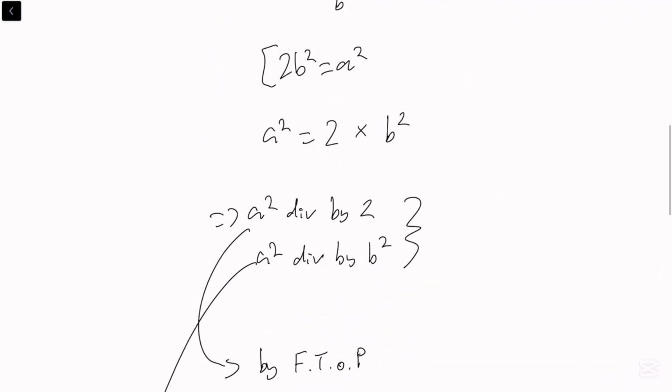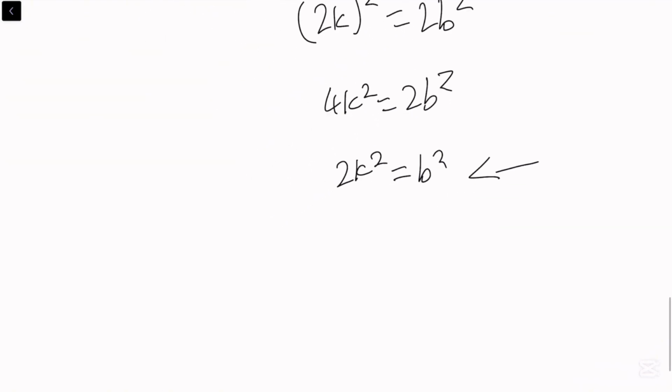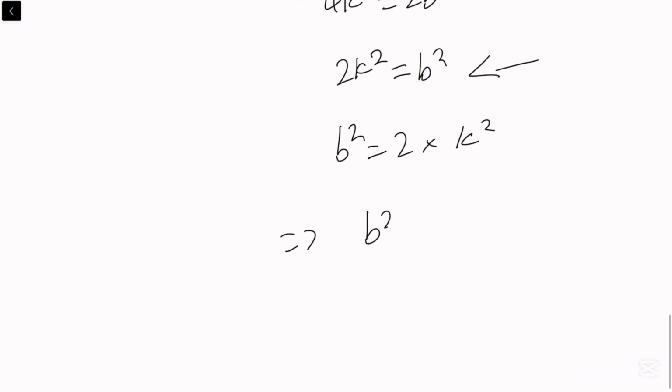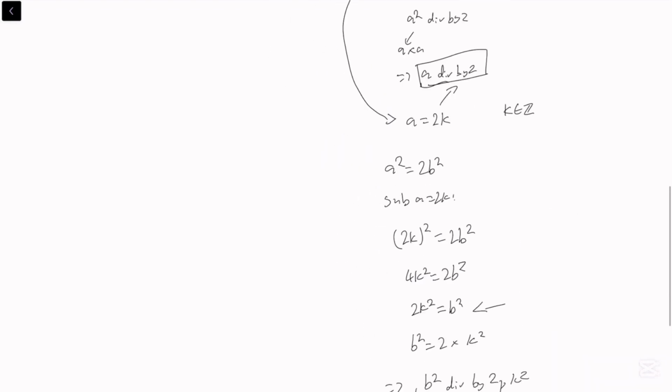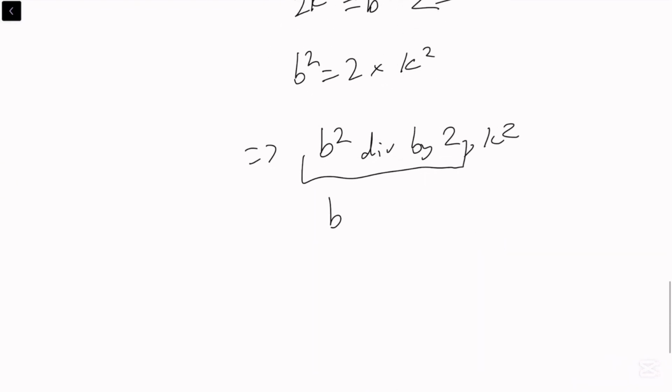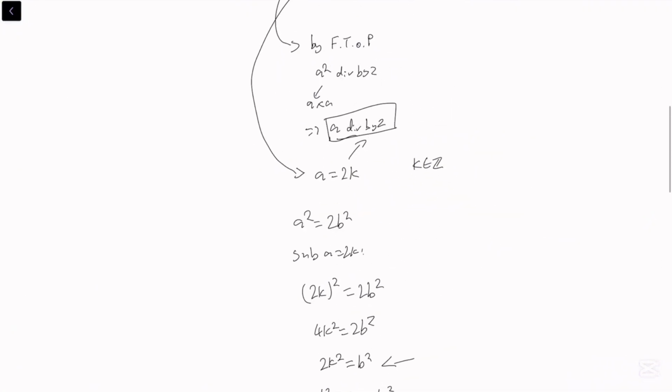Now, by the same principle that we used for the previous statement, we can do it on this statement. We know that b squared is equal to 2 times k squared. Therefore, b squared is divisible by 2 and k squared. We're only going to focus on this one because, by the fundamental theorem of primes again, since b squared is divisible by 2, b must also be divisible by 2. So this is the second part of our statement.